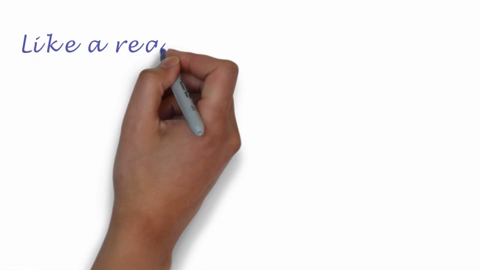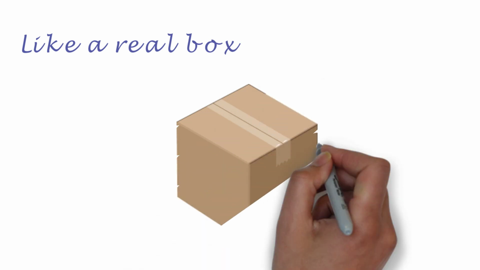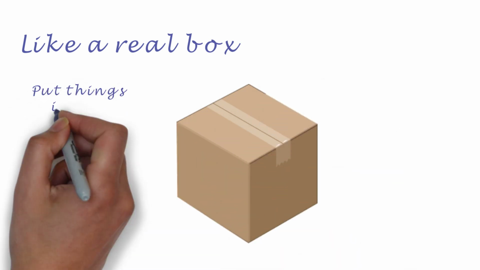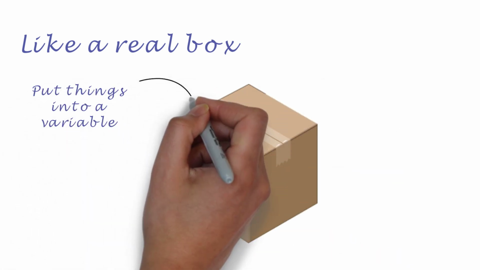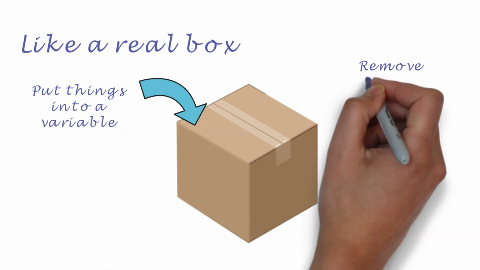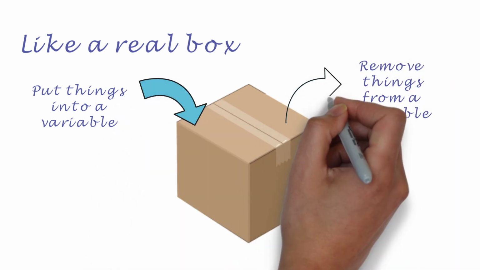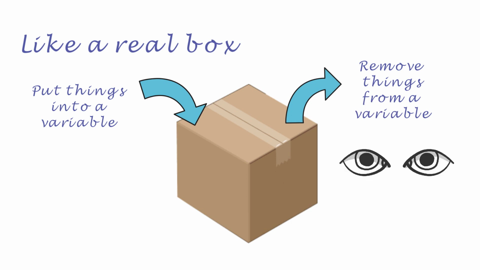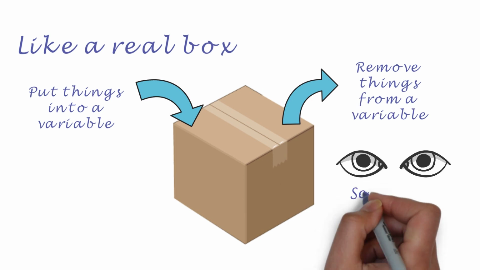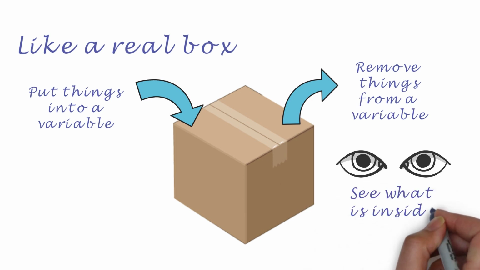Like a real box. Just like a real box, we can put things into the box and we could put values into a variable. We can remove things from a real box and we can take values out of a variable. We can look inside a box to see what is stored, and we could look to see what has been assigned to a variable.